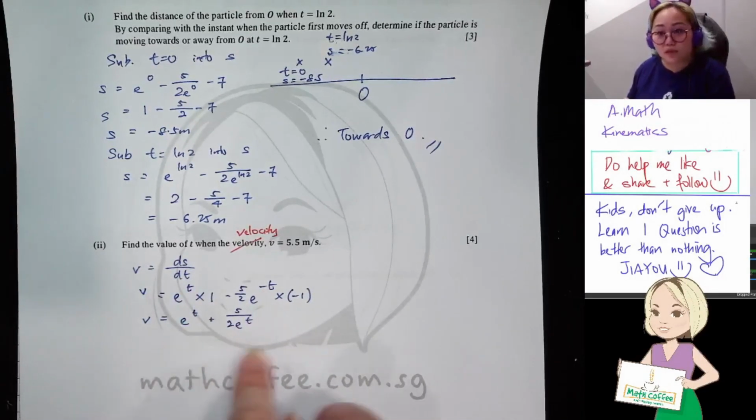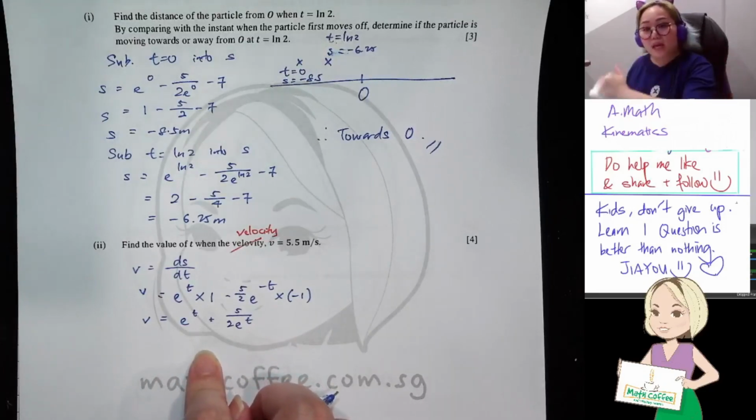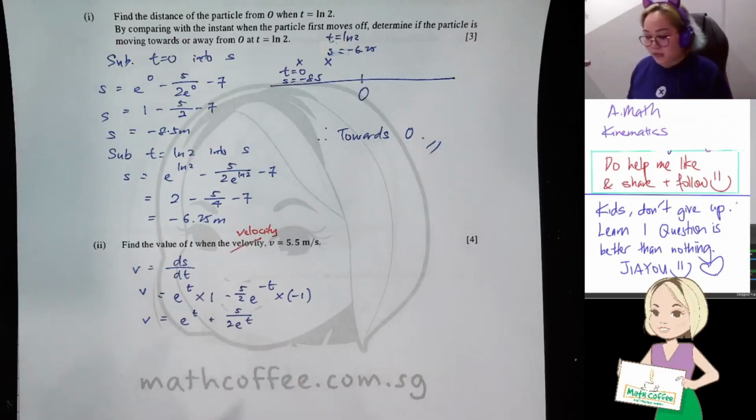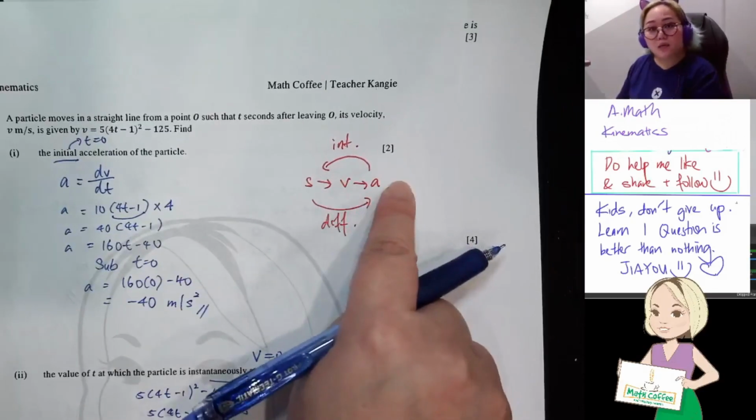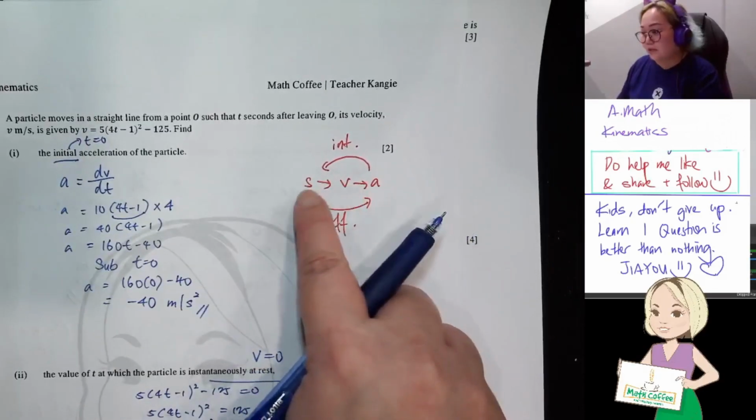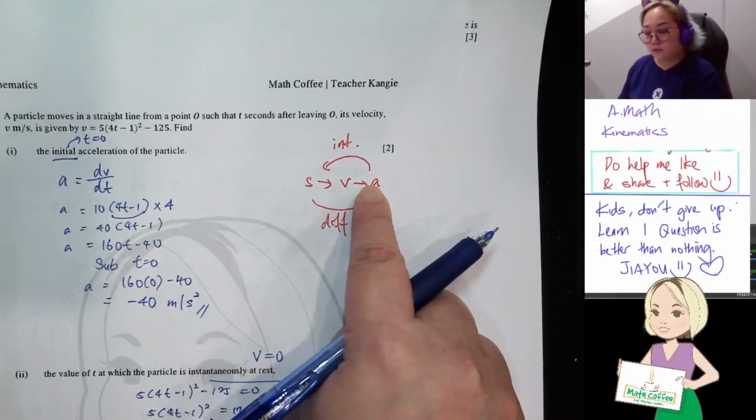Shouldn't it be integrated to obtain velocity? No, SVA. You need to differentiate s to get v. Remember just now I taught, see over here, SVA: to get the v, I'm given s, so you need to differentiate, not integrate.